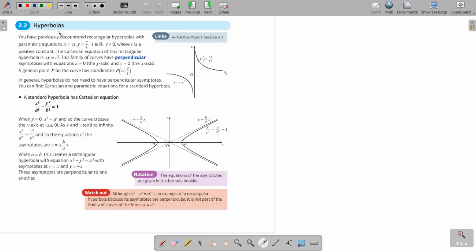Okay, so we'll discuss the next topic, hyperbolas. Now we are going to move into a new section, another new part in the conic section. So that is called hyperbola.